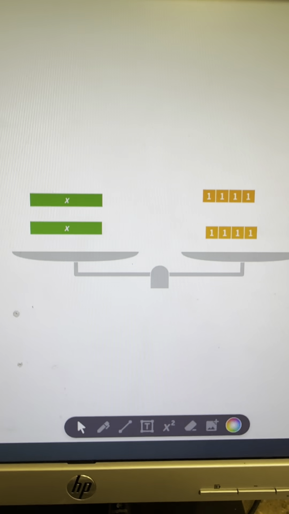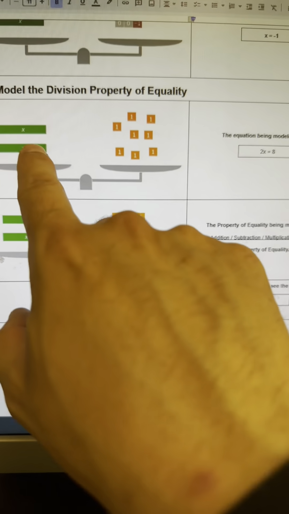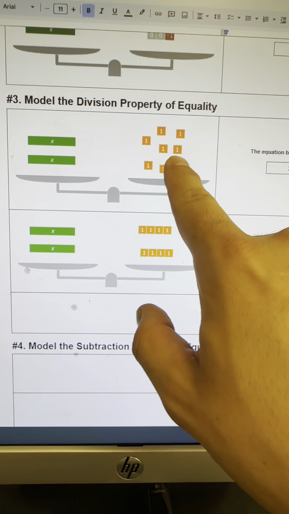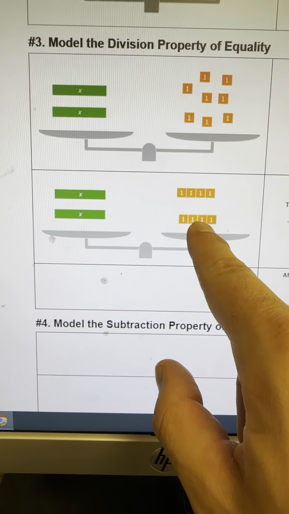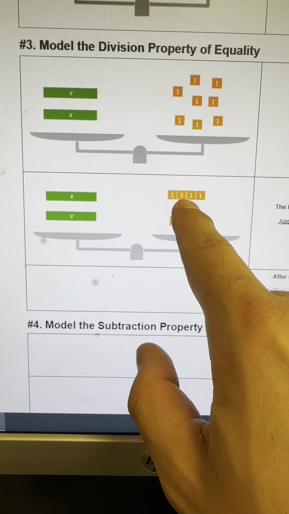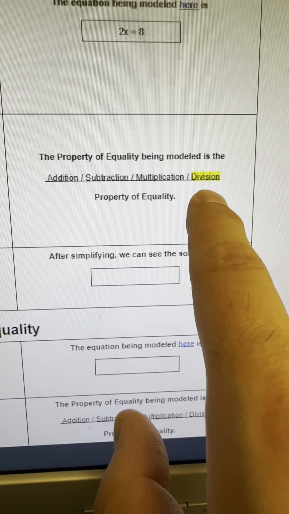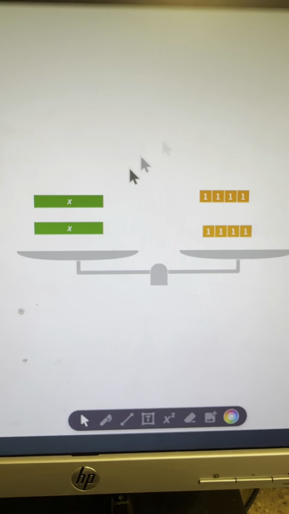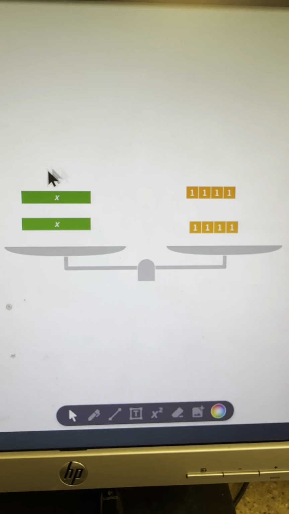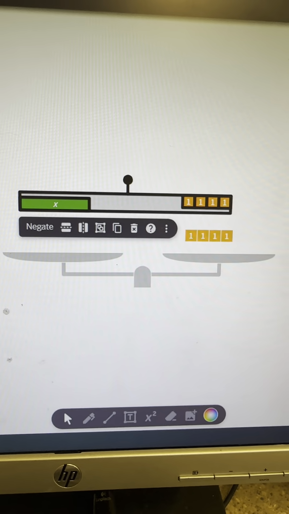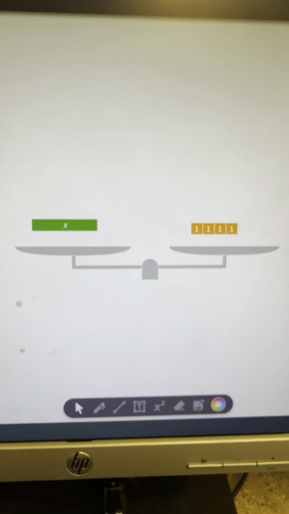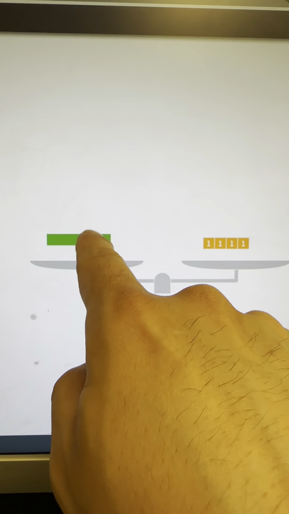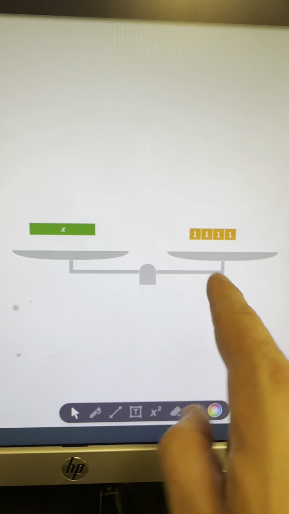So I'm going to take a screenshot of this and paste that in the second step. You can see here, that was my original problem, right? It was a little bit messed up. I divided it into two groups, and now we can see each x matches up with 4. So again, this is called the division property of equality because we're dividing what we were given into two equal groups. Now that I know each x matches up with 4 1s, I can delete one group like that, and I can see it's still balanced because we know each x is still worth 4 1s. So that lets me know that my solution is x equals 4.